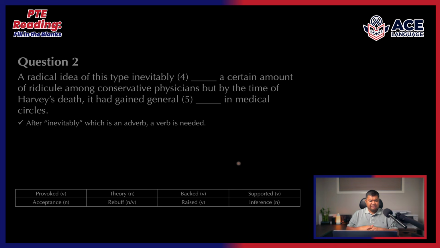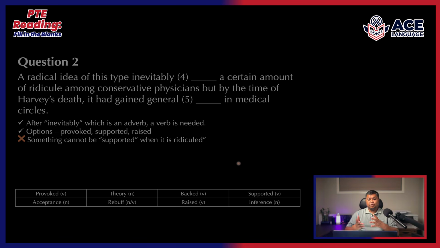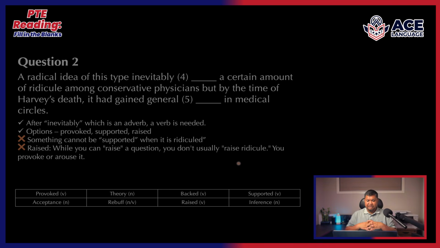And the options that we have are provoked, supported, and raised. If I carefully consider them, something cannot be supported when it is ridiculed. If I'm ridiculing you, I'm just saying, hey, it's so bizarre, it doesn't make sense. That means I'm not really supporting you, right? So I cannot really answer supported here. And also supported is followed by 'supported by'. Next is raised. While you can say raise a question, you don't usually raise a ridicule. You cannot say raise ridicule. It doesn't fit at all.